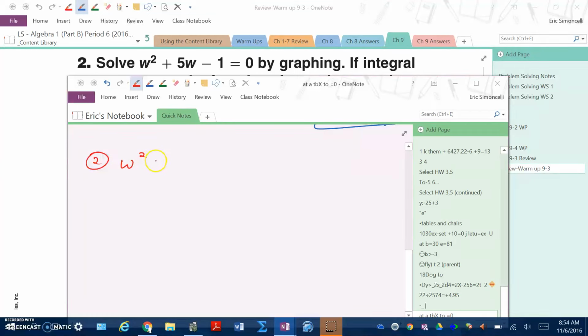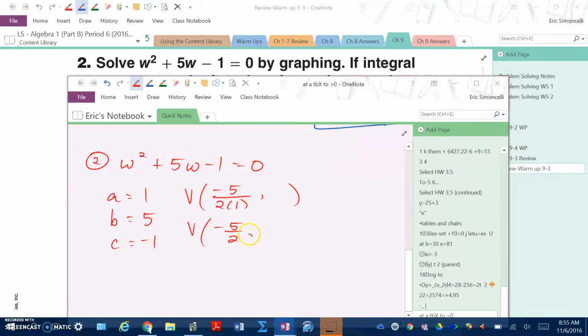So very much like problem number 1, we're going to go ahead and identify all the key components in order to graph: my A, B, and C. A being 1, B 5, C negative 1. So the vertex will be negative B, or negative 5, divided by 2 times A, or 2 times 1. This then becomes negative 5 halves.